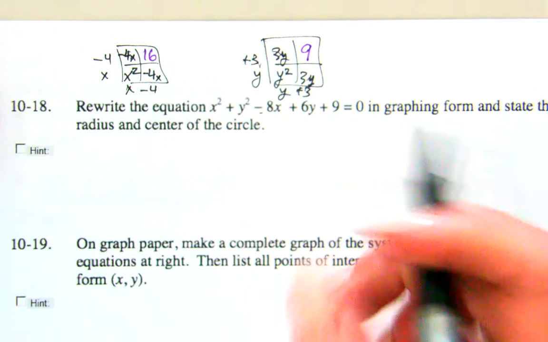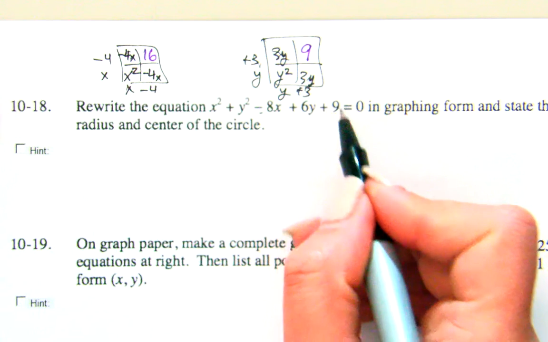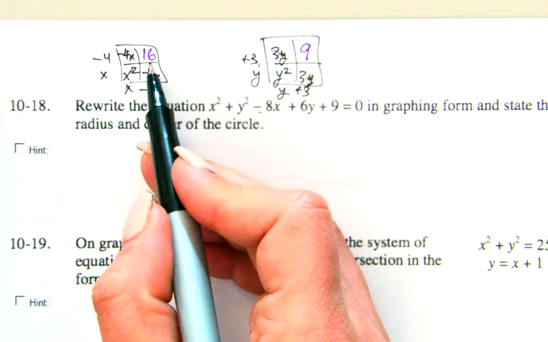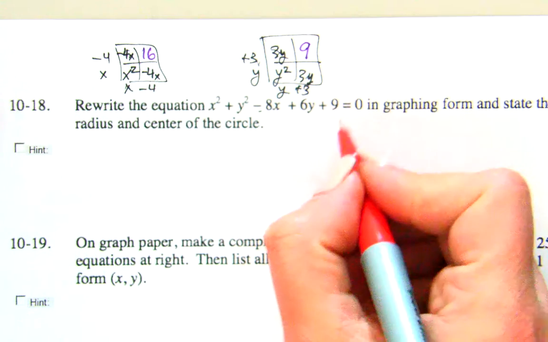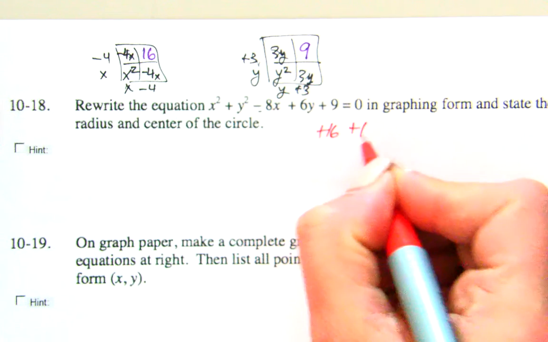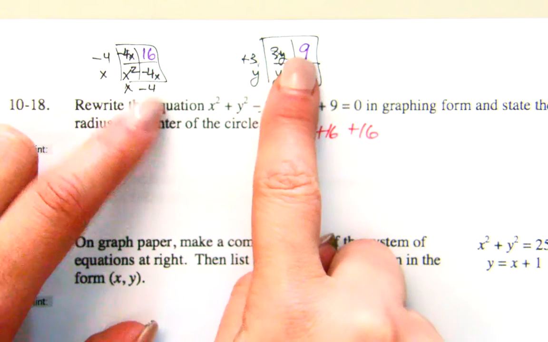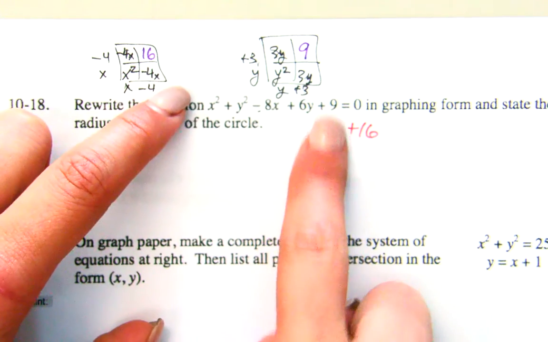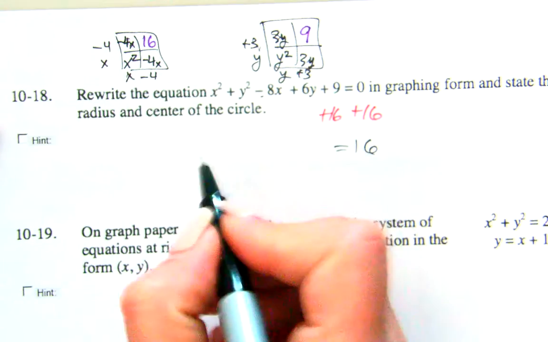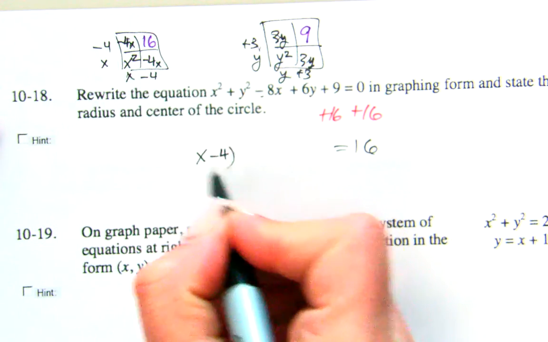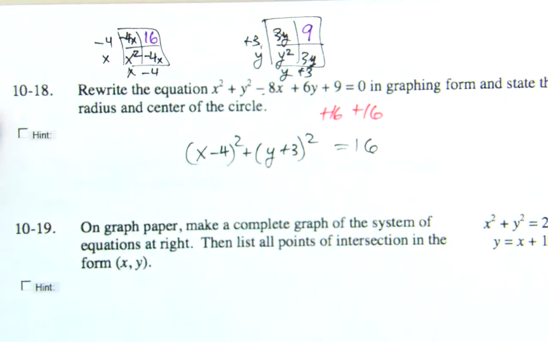So what do you need to add to 9 to get 25? Because you already have 9 here. Well, hopefully you see that's really just the difference of what's left over, which in this case would be 16. So we're going to add 16 to both sides because 9 plus 16 gives you 25. So now we have equals 16. We have x minus 4 squared plus y plus 3 squared equals 16.